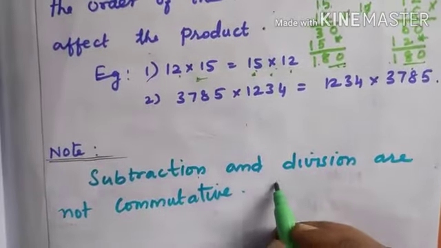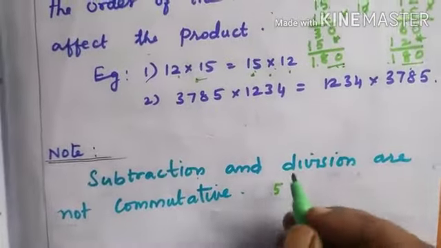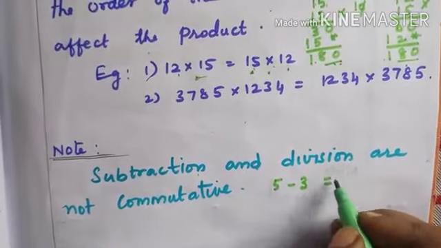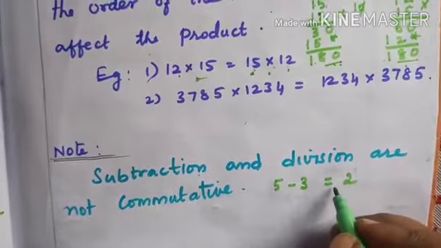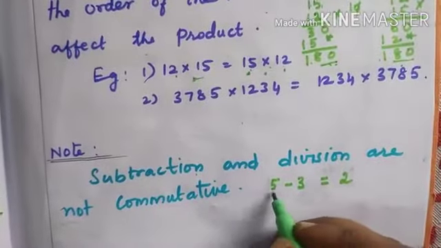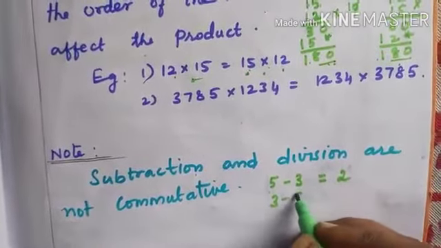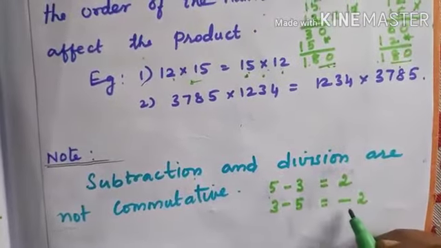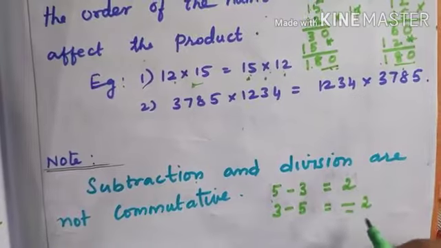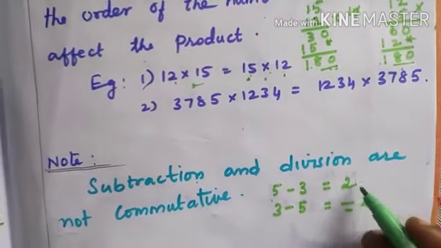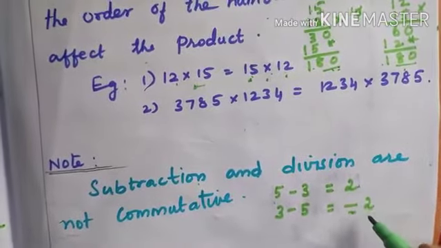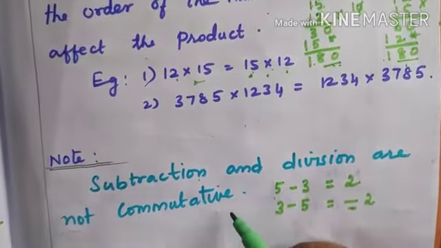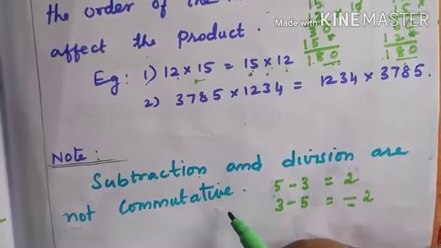You see, if I am giving 5 minus 3, what is 5 minus 3? Yes, 2. If you change the order, 3 minus 5, the answer will be minus 2, and you will learn integers in a later class. So here we are getting 2, here we are getting minus 2. Therefore, subtraction is not commutative. Division is also not commutative.